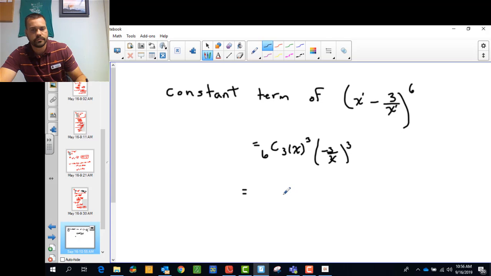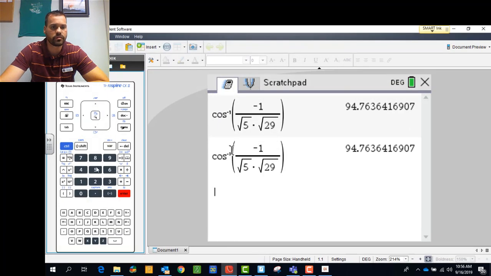Okay. So then you're going to take your calculator to figure out what 6 choose 3 is. And then I just don't know where it is on this calculator. Should be in the menu here. Just give me 1 second. It's not going to work.